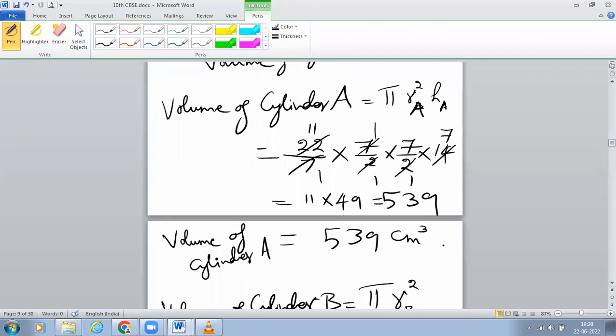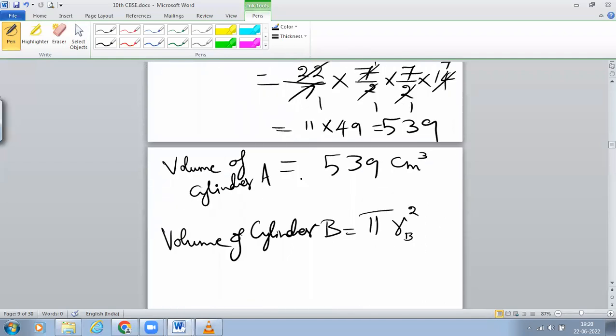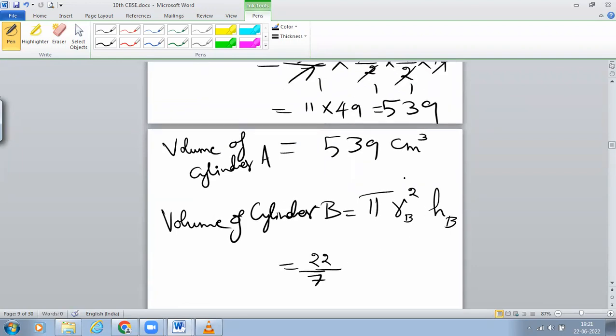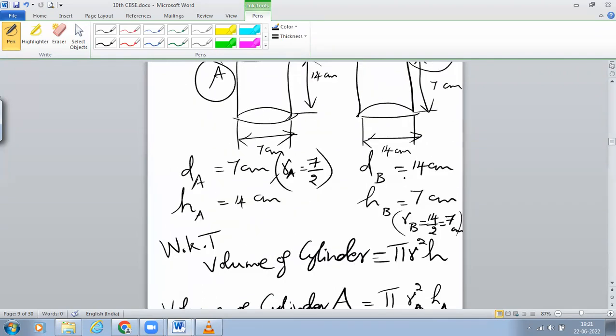Finding the volume of cylinder B. Volume of cylinder B is again the same formula, pi r square into h. This is the radius of cylinder B, so I am using B here, and this is the height of cylinder B, so hb. Now we have to substitute the values. Pi is 22 by 7. What is the radius of cylinder B? 7, right? Because the diameter of cylinder B is 14. 14 divided by 2 is 7.